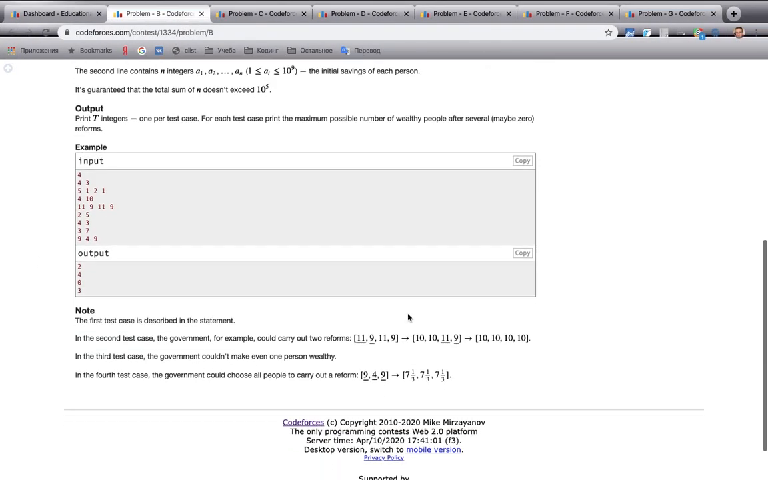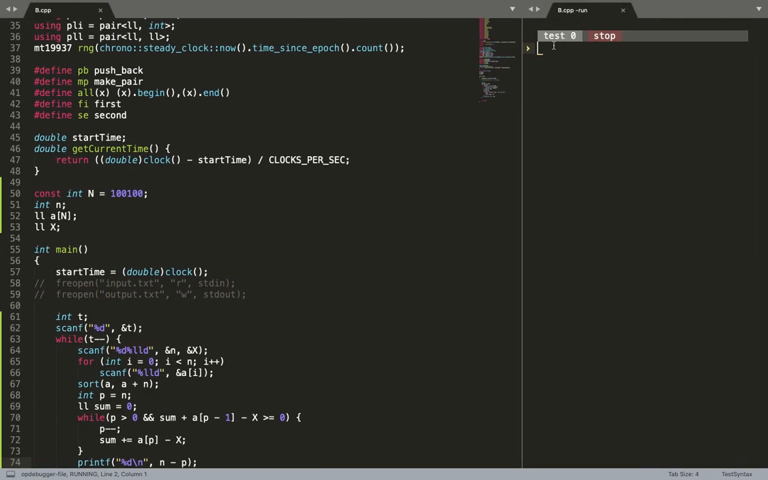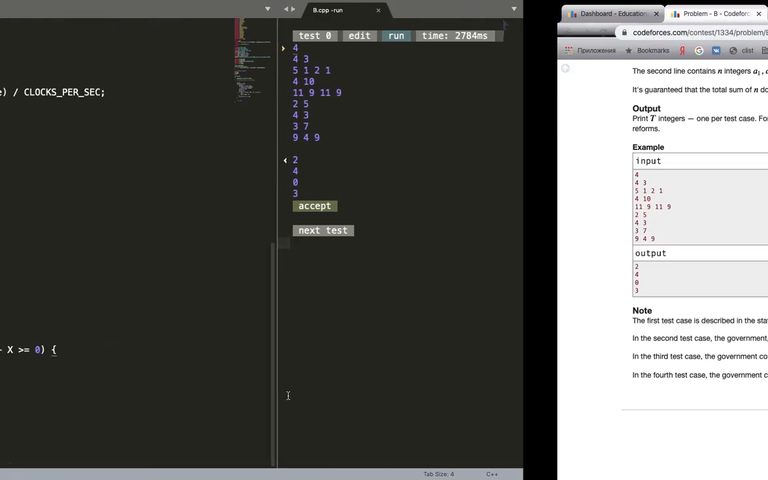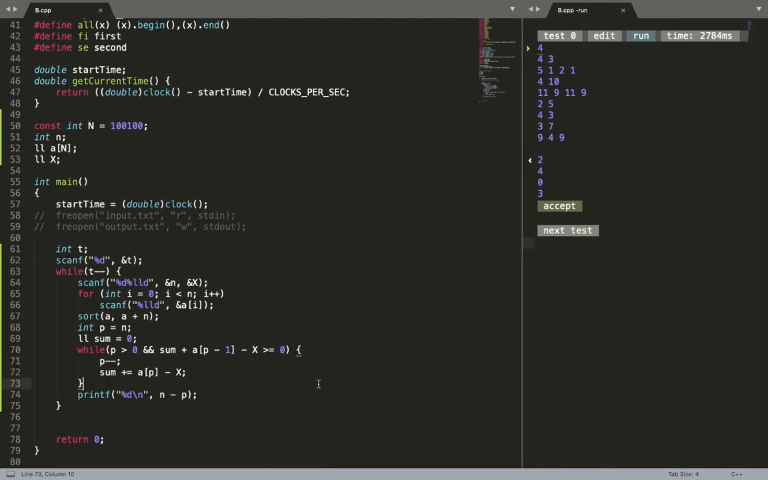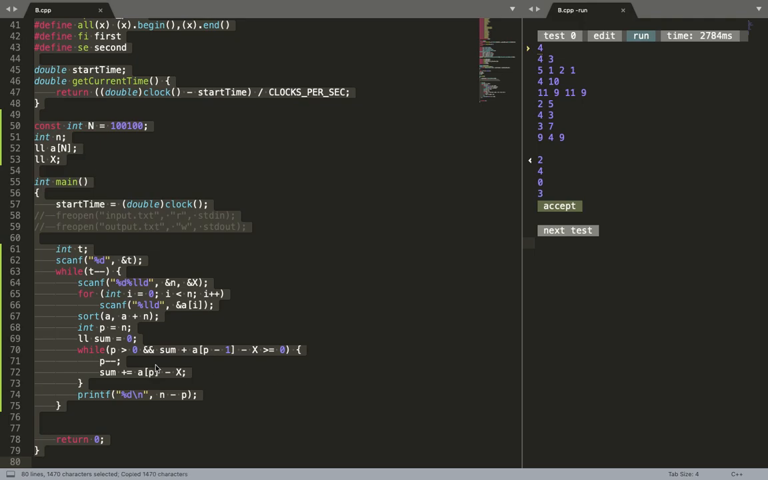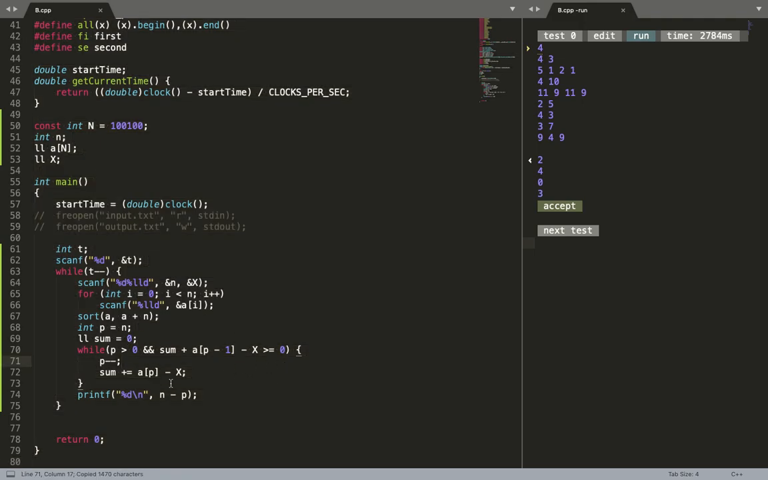And that's all. So I'm going from right to left, and if the sum is still at least 0, then I'm adding this number to the suffix, otherwise I'm stopping and printing the answer, the length of the suffix.